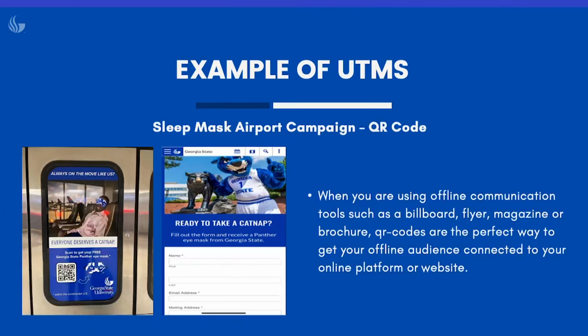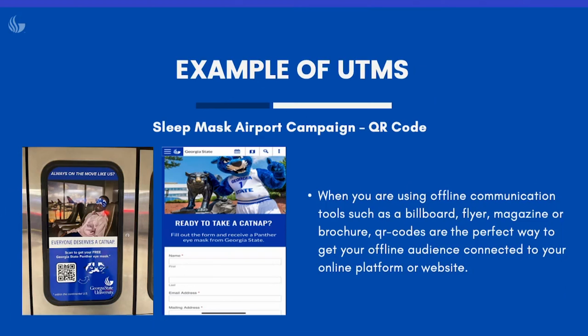Lastly, the last example we have is the sleep mask airport campaign. This is basically with a QR code. When you're using offline communications such as a flyer, magazine, or brochure, QR codes are the best way to get your audience connected to the website. This was an example of a campaign we did a couple years back. At the airport, at the T gate, if you were to scan that QR code, it would take you to the website on the right, and all you have to do is sign up, and Georgia State would send you a free eye mask.